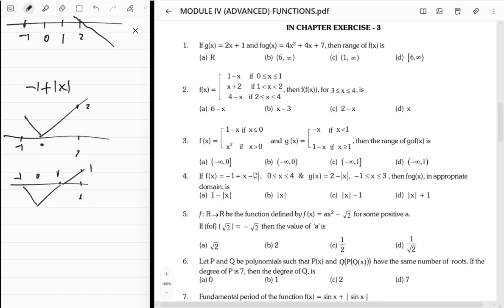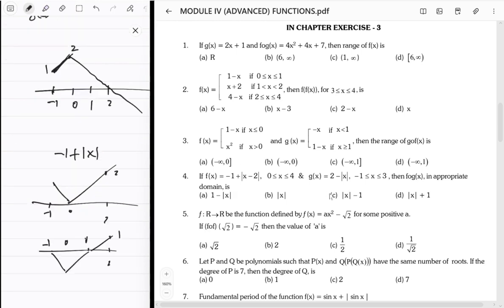Makes sense? What do you want? You just want the function. That's pretty easy: negative 1 plus mod of x. Cool, that's what we got. So C is the answer. Next question.